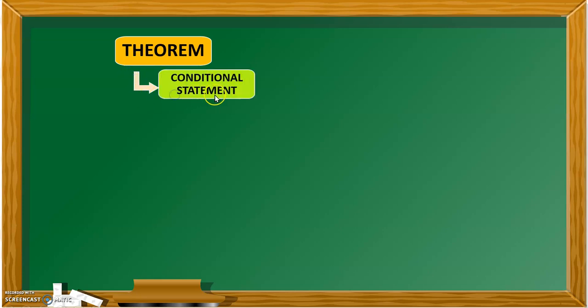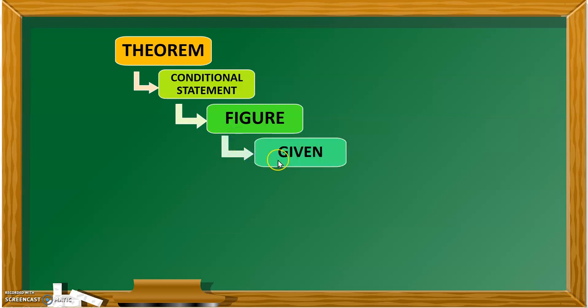So let us understand the journey from the theorem to the proof. Now we have the theorem. From the theorem you have to write the conditional statement. What conditional statements are, we will be learning in detail in the next video. From the conditional statement you have to get the figure. From the figure you have to write what is given.